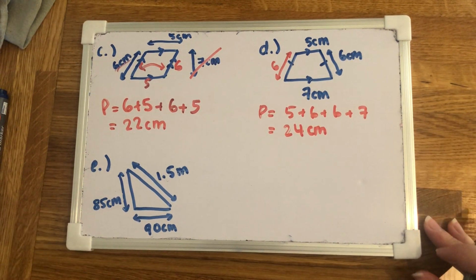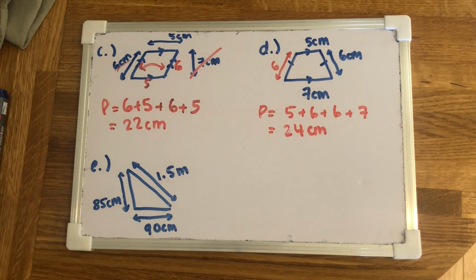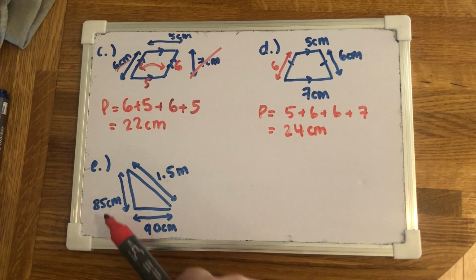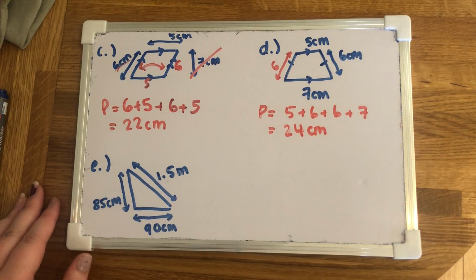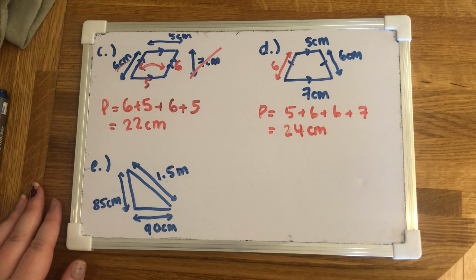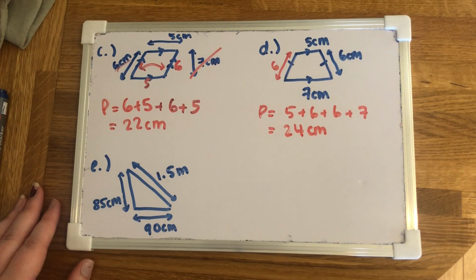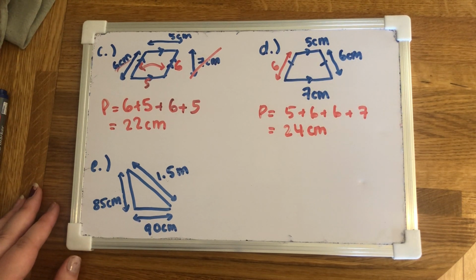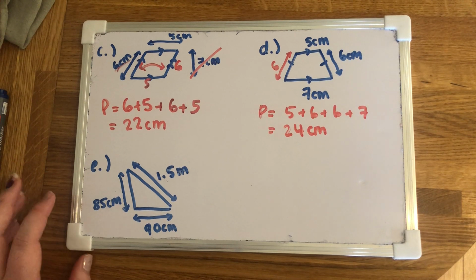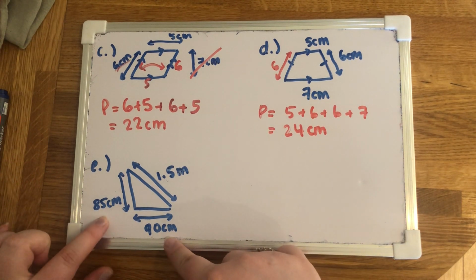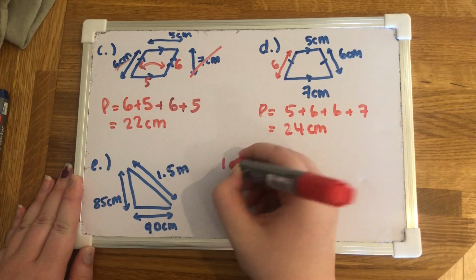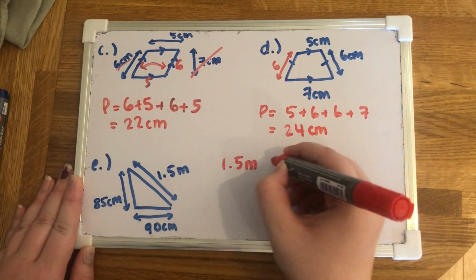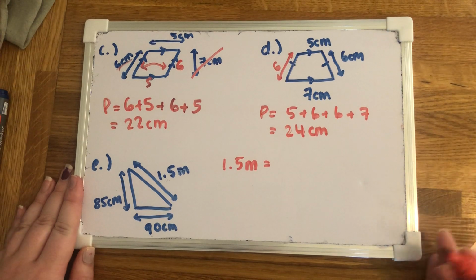Okay, so for the next one, this is another way that they try and trick you. If you look at the units, you've got some that are centimetres and some that are metres. When you're finding the area or the perimeter, they do need to be in the same units. So you could either convert these into metres or convert that into centimetres. I'm going to convert that into centimetres, just because that means I've only got one to change.